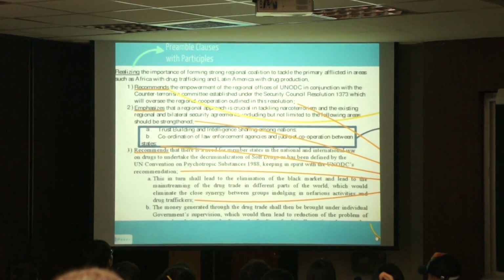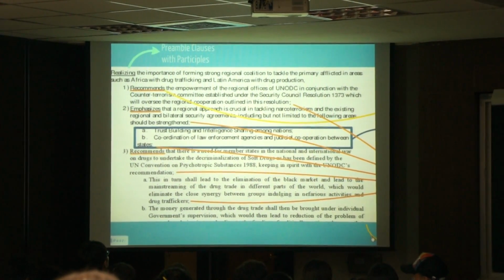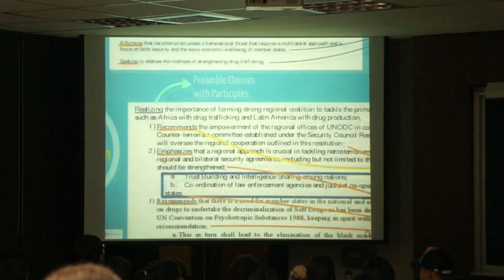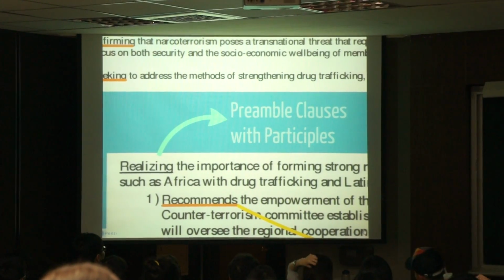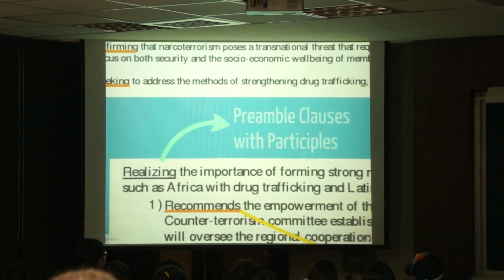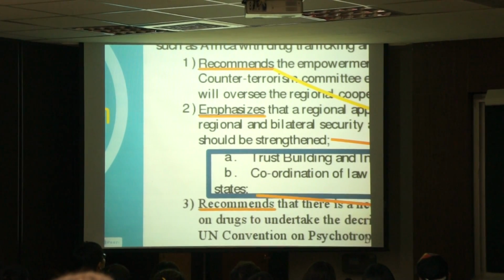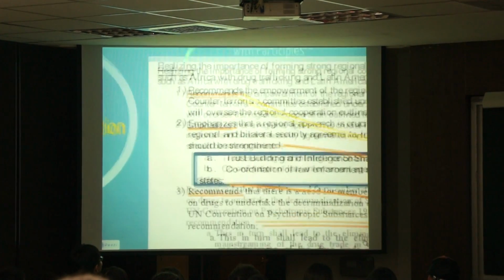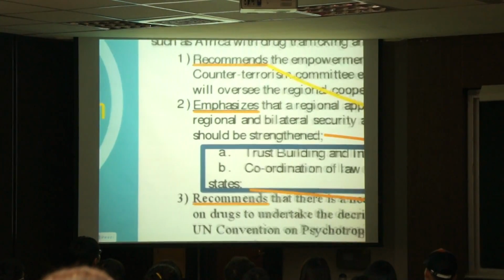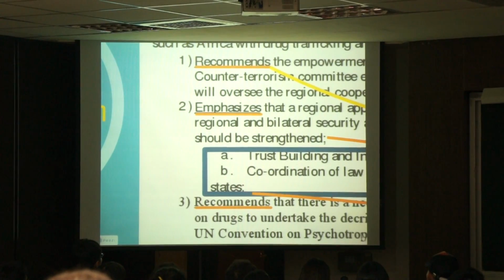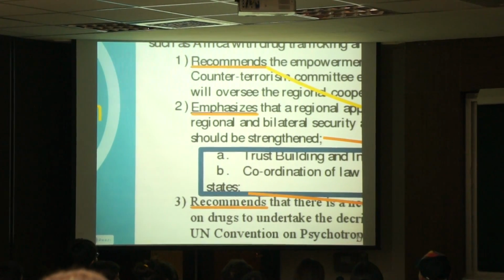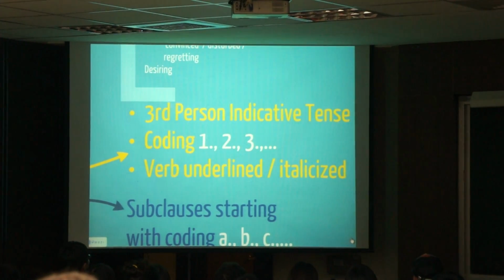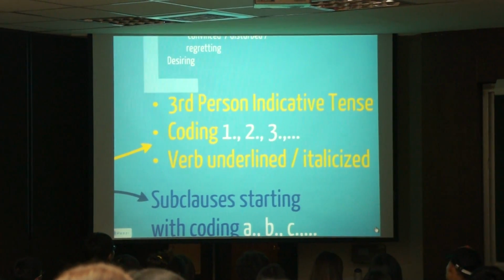So, okay, this is a little bit complicated, but don't worry. Did you see realizing on the top? This is the preamble clauses that I have mentioned. It starts with participles. And here are the operative clauses. Recommends, emphasizes. So there are also certain forms that you have to follow when you're drafting operative clauses. Every sentence has to start with a verb with S, which is third person indicative tense, 第三人称单数.